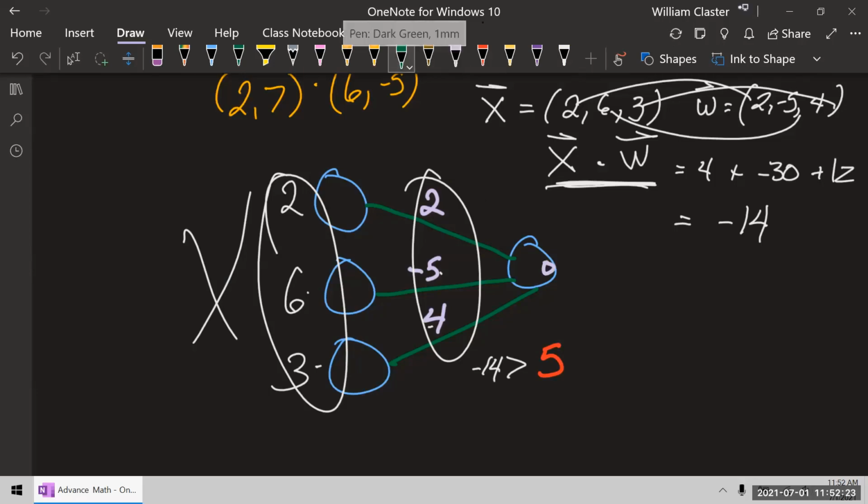Now, as I said, we could have a weight here. So we'll have a weight there. But the output from here would be 0. Okay, does everyone follow this?